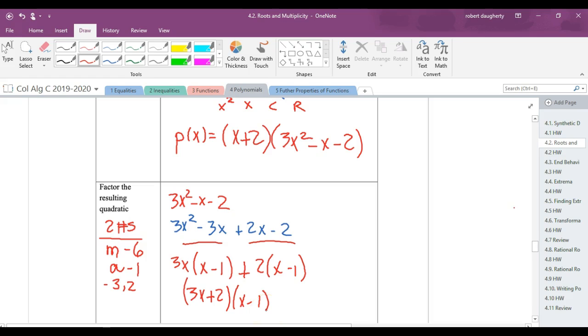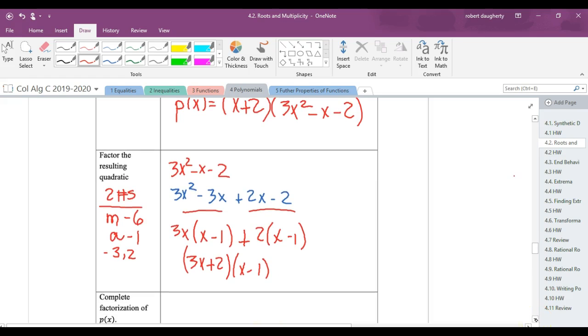So my final answer here is p of x equals, yeah, don't forget the one that you did up at the beginning, x plus 2 times 3x plus 2 times x minus 1.